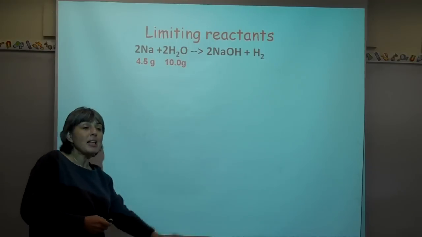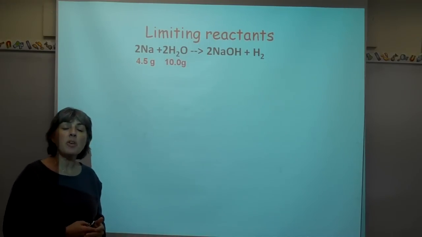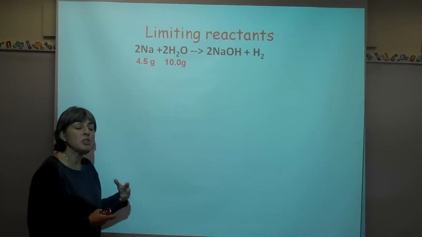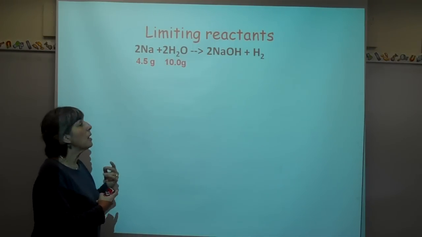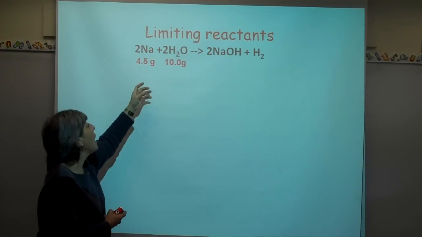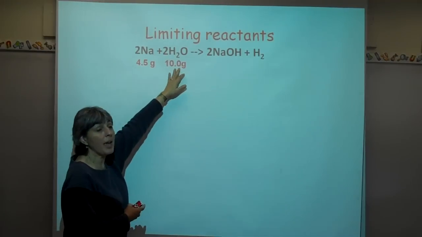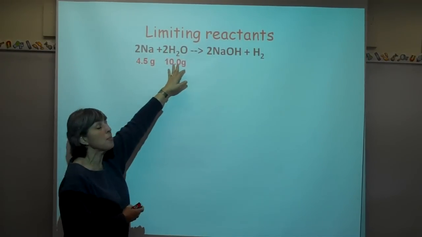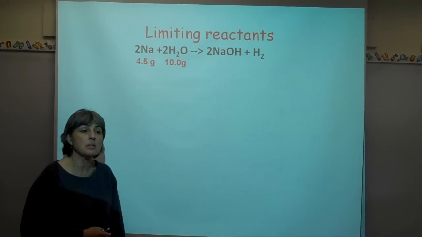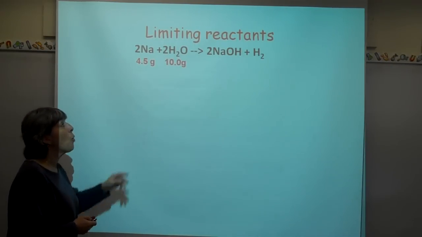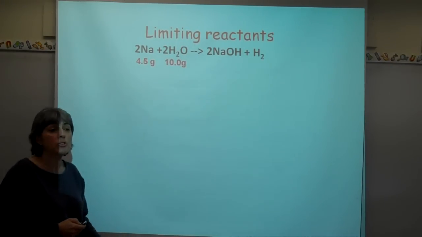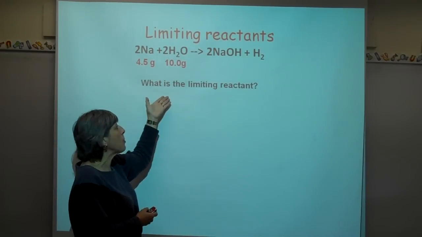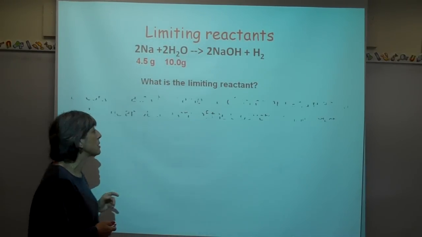Okay, so that's one of the keys to knowing that this is a limiting reactant problem. You're given two amounts, either masses or moles of the reactants. Okay, not two amounts, one reactant, one product, but actually there have to be two amounts of the reactants. And then you have to decide which one of these is going to run out first. Okay, so that is what the problem is. Which is the limiting reactant?